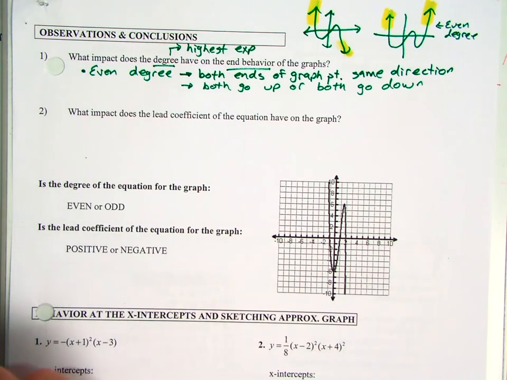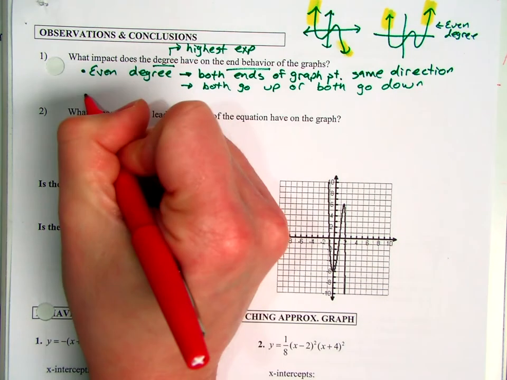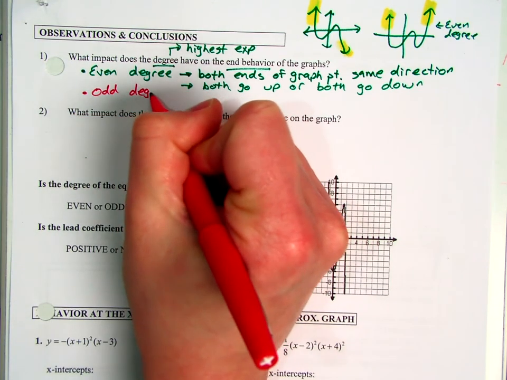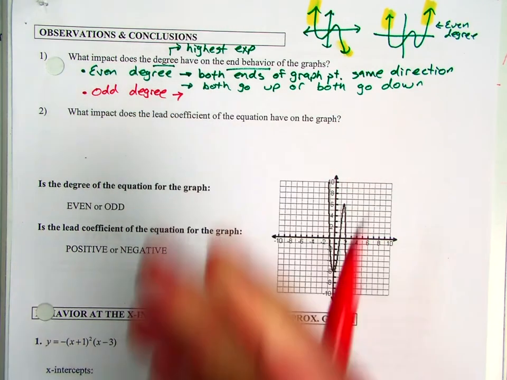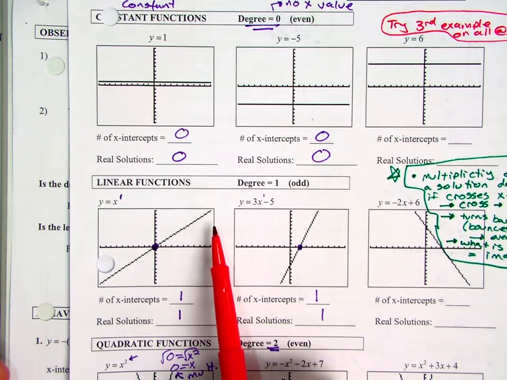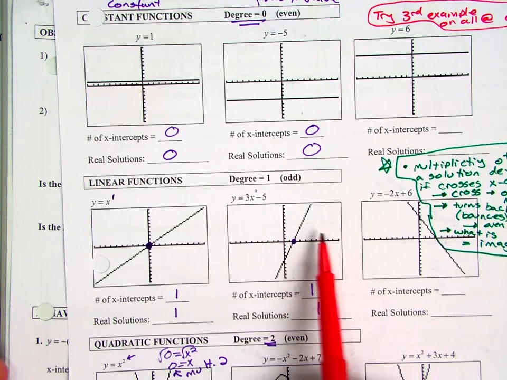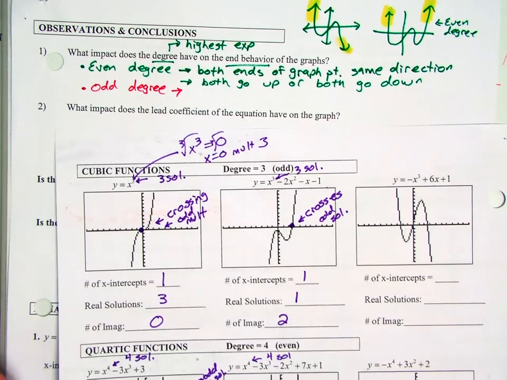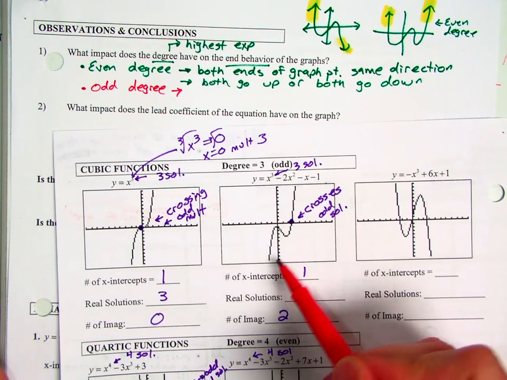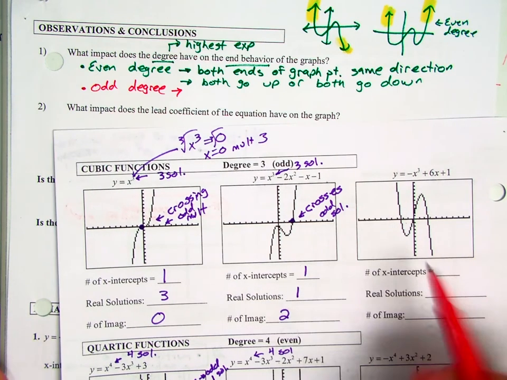Now, if we look at the odd ones that we've done, so next part is the odd degrees. Let's see what happens with those. So if I'm looking at a degree of 1, one end's going down, the other one's up. One end's down, one end's up. One end's up, the other one's down. Does that still happen with a cubic? So third degree, one end's down, the other end's up. One end's down, the other end's up. One end's up, the other one's down.